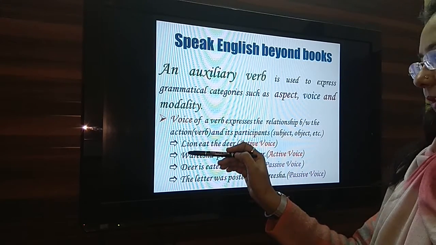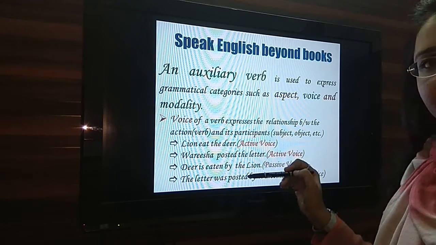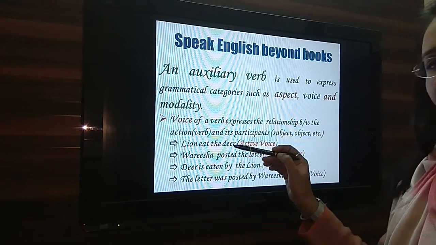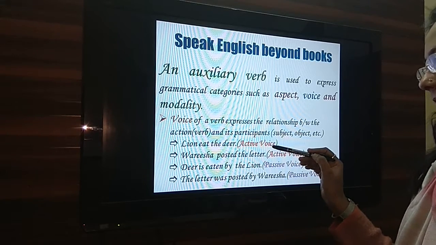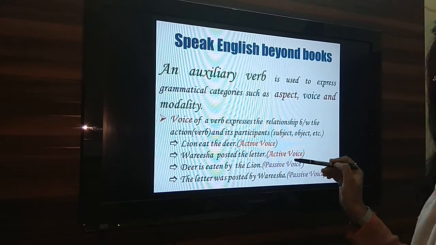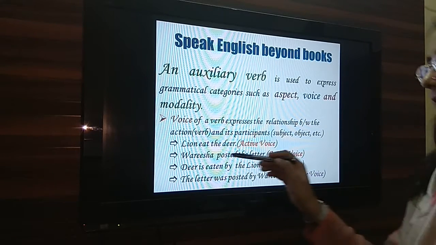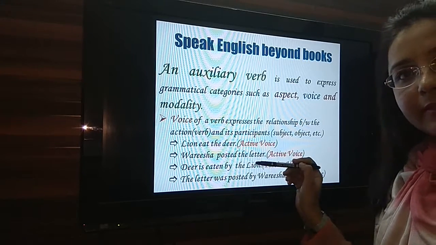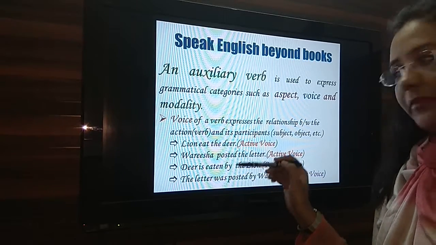Now, for example, lion eat the deer. So here the subject is the doer of the action, that is, it's in active voice. Varisha posted the letter. It's again active voice because the subject is the doer of the action. Who posted the letter? Varisha. So she is the subject.